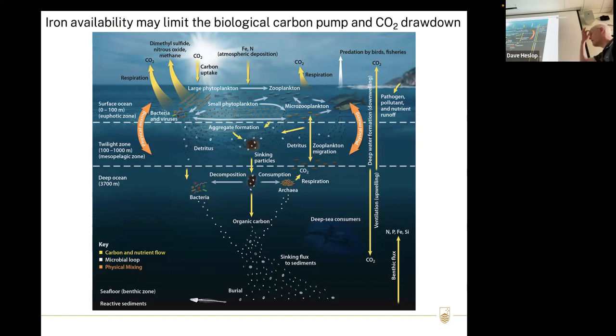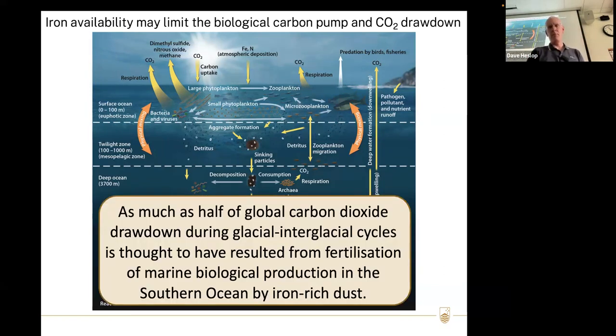So we've got phytoplankton in the upper waters. When they bloom, they photosynthesize and draw down carbon dioxide. Phytoplankton die, sink to the bottom, and we lock away this carbon dioxide. So it's thought that as much as half of global carbon dioxide drawdown during glacial-interglacial cycles resulted from the fertilization of marine biological production in the Southern Ocean by iron-rich dust. So again, we're not just using iron-rich dust as a tracer, it's an active component of the climate system.